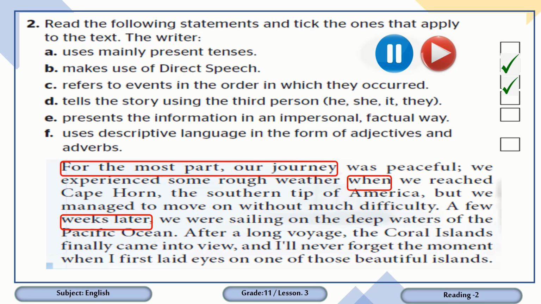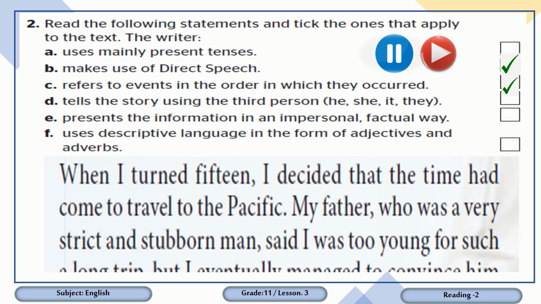Does the writer use descriptive language in the form of adjectives and adverbs? Let's check from the content. Yes. When he was talking about his dad, he said, my father, who was a very strict and stubborn. So he used two adjectives. So the writer uses descriptive language in the form of adjectives and adverbs. Excellent. Good job.